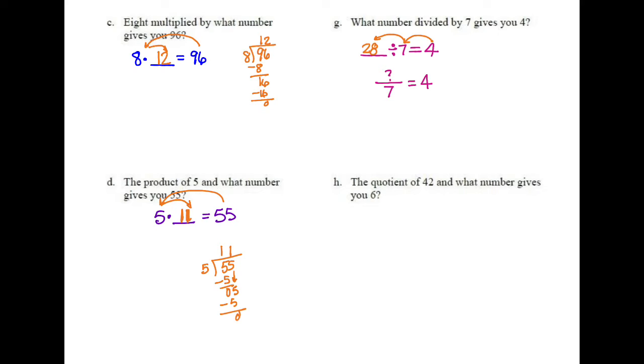Okay, and the last one here. The quotient of 42 and what number gives you 6? So 42 divided by some number gives you 6. Or 42 divided by some number is 6. So we're going to do the inverse of divide, so we're going to multiply. So 6 times something equals 42, and that something is 7.